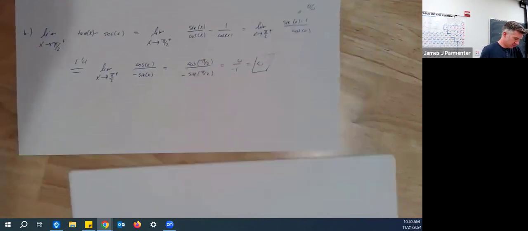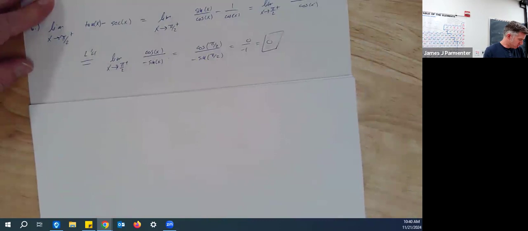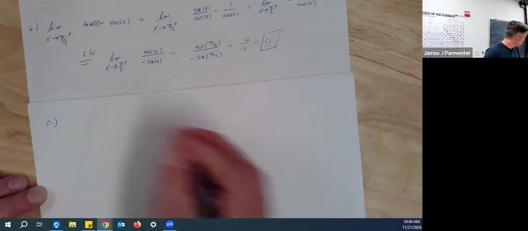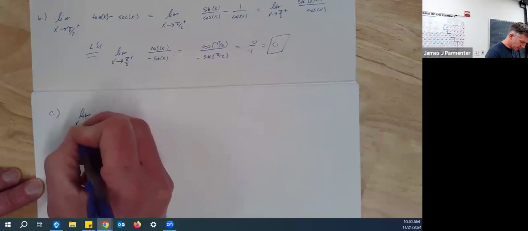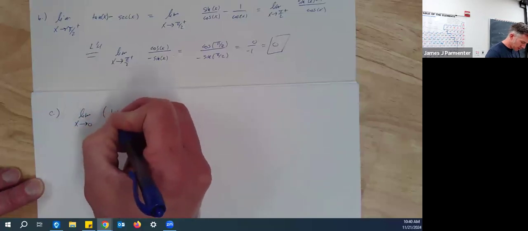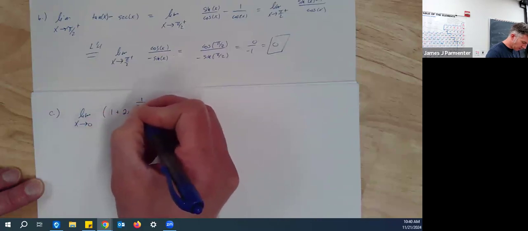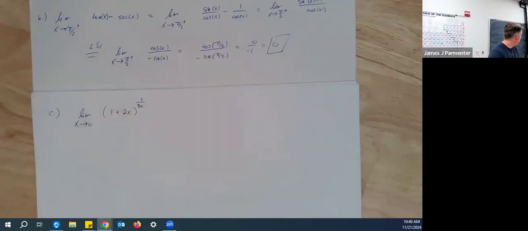All right. More L'Hopital's rule. The limit as x approaches 0 of 1 plus 2x to the 1 over 3x. I will point out, just like the previous problem, we know we can't apply L'Hopital's rule immediately because it's not written as a fraction. You have to have a 0 over 0 or infinity over infinity to be able to use L'Hopital's rule. I'm not sure how he talked about this one in class.